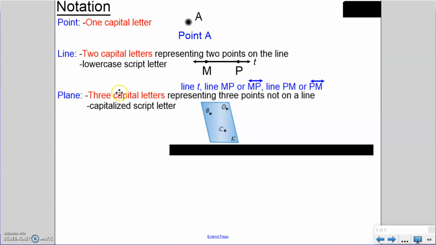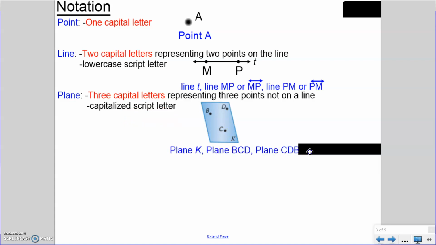For planes, we need 3 capital letters representing 3 points, but they cannot be on the same line. Or we can also use capitalized script letter. So here, K is in the corner, so plane K. Or you can call this plane BCD, or plane CDB, or plane DBC, DCB, any order you want.